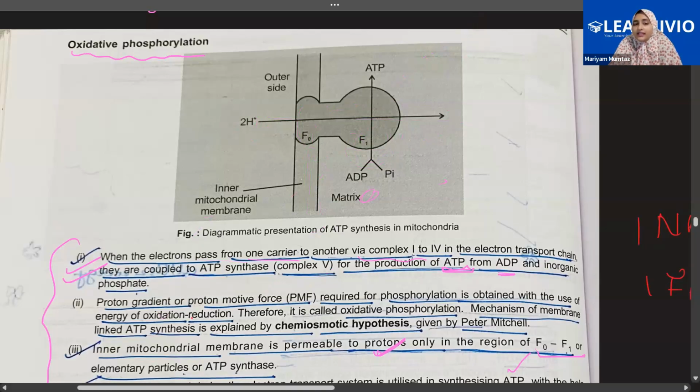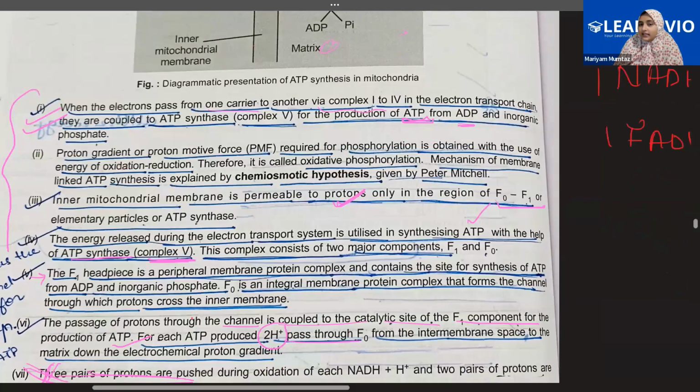Now, when the electrons are passed from one carrier to another via complex 1 up until the 4th complex in the ETS, or the electron transport chain, they are coupled to ATP synthase. There is another complex called complex number 5, which is ATP synthase. This complex is important for the formation of ATP. How is ATP formed? Whenever ADP, that is adenosine diphosphate, combines with inorganic phosphate, the ATP molecule is formed, right? This is how it happens.